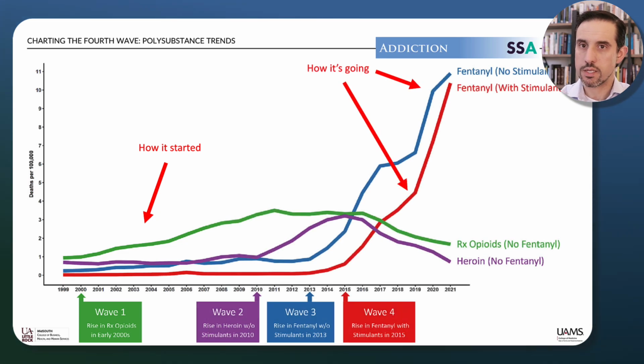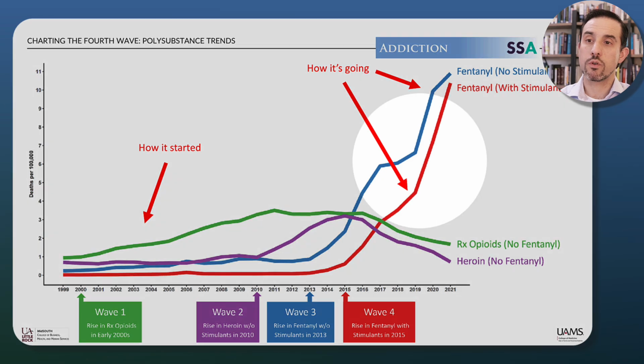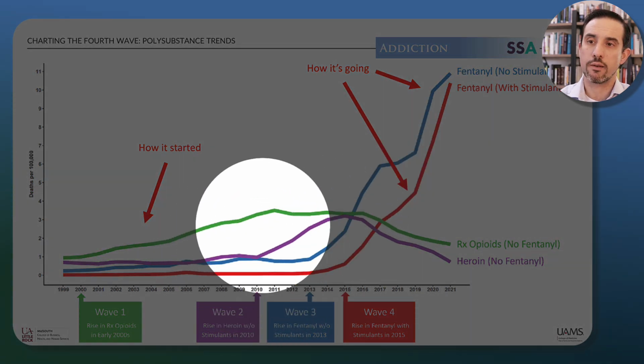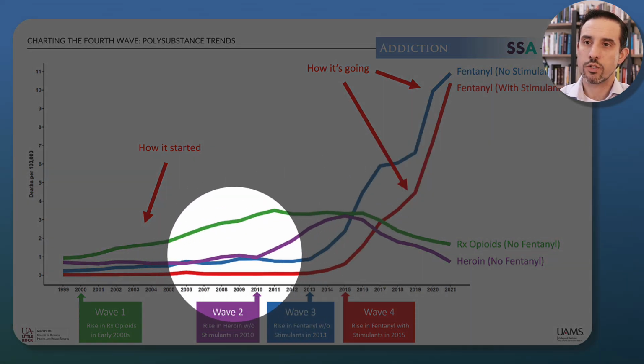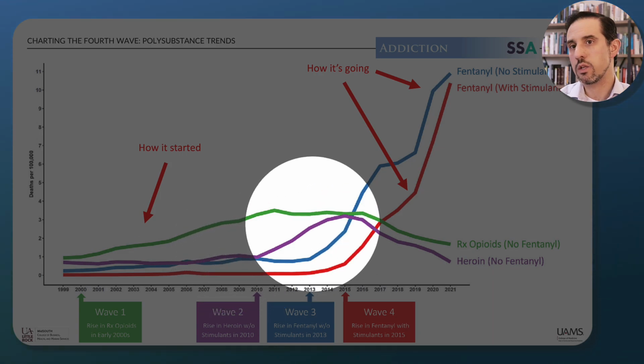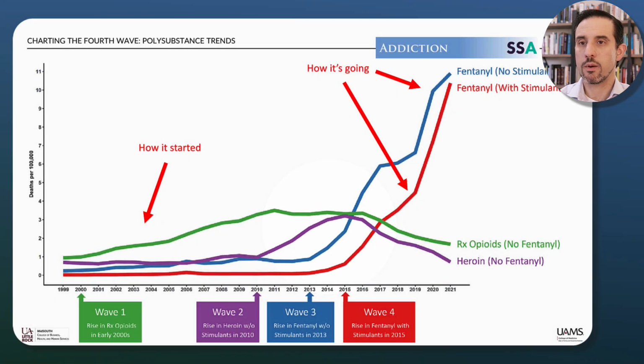So we're going to break this down now. The second wave in overdose deaths came from heroin. That's this purple line, heroin-related deaths, which started to increase in the early 2010s, and those peaked at about 2015.